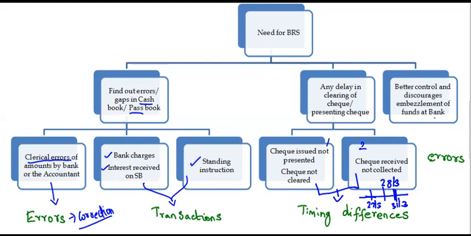And the third one is that it discourages any embezzlement by the bank, and at the same time, it also enables better control over the amount which we have in the bank. So in a way, it discourages embezzlement of the funds and avoids any errors. Any fraudulent transactions also get reflected if we prepare the bank reconciliation statement on a periodical basis. So it is very important that we prepare the bank reconciliation statement on a periodical basis.